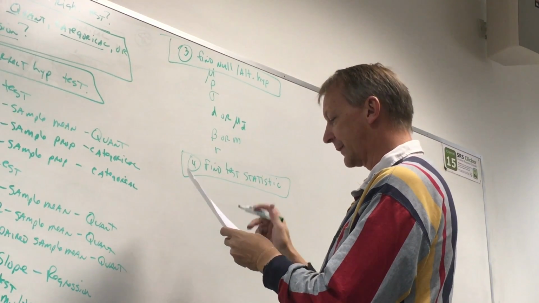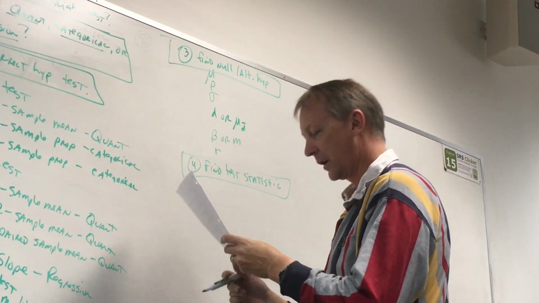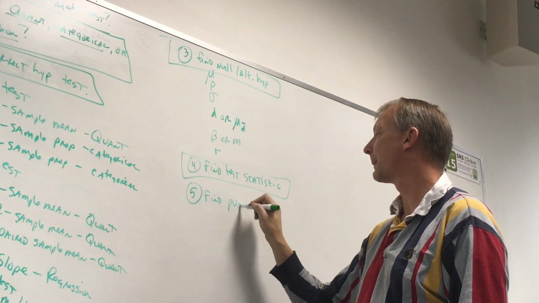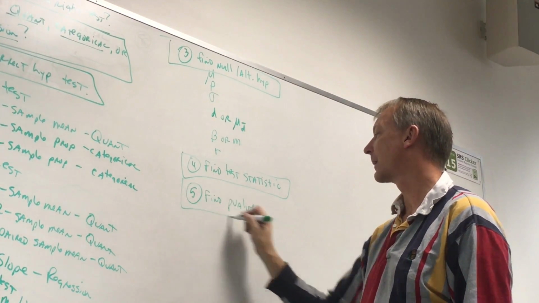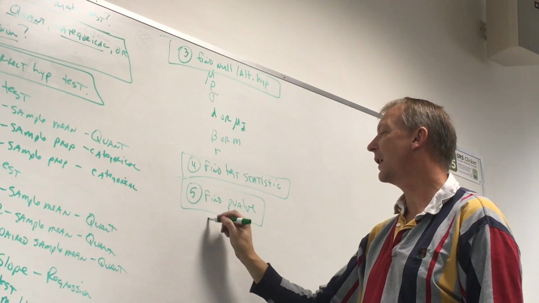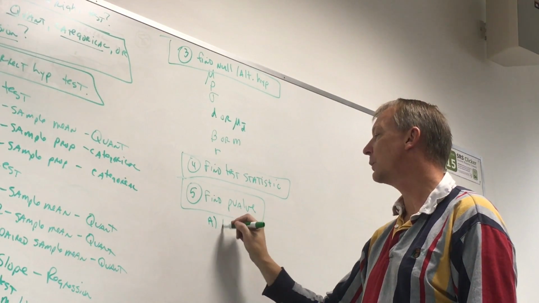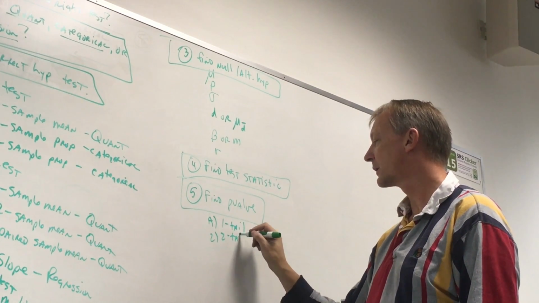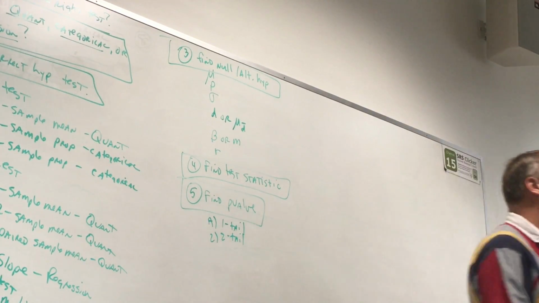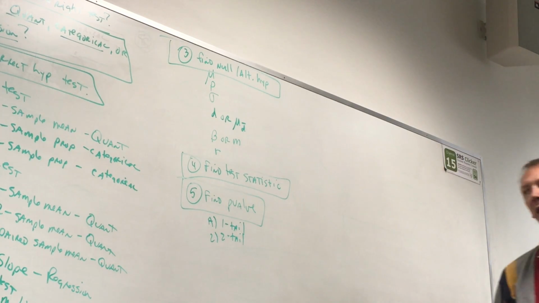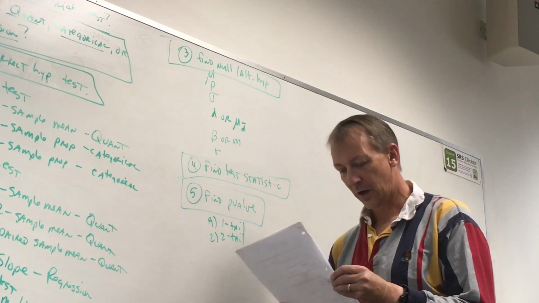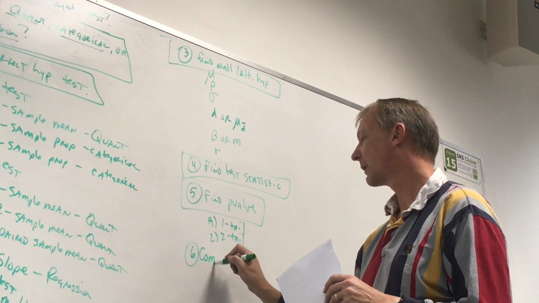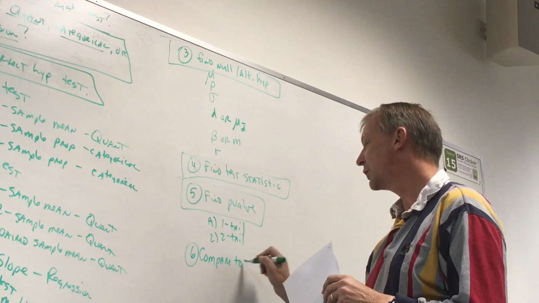Step number 5 is going to be find your p-value. Now your p-value is going to be different. Is it going to be a one-tailed or a two-tailed test? Depending on what that is. Number 6, you're going to compare to your alpha.